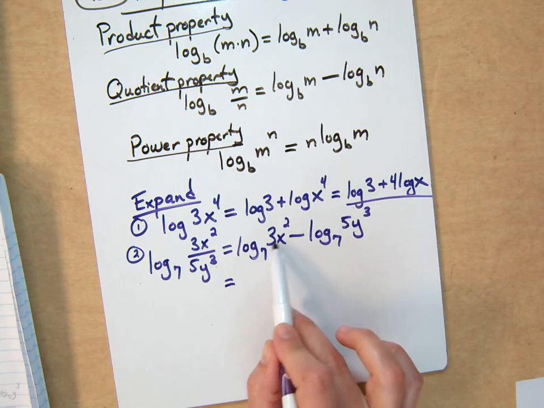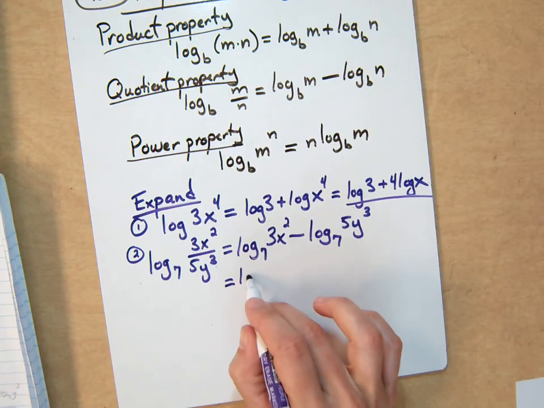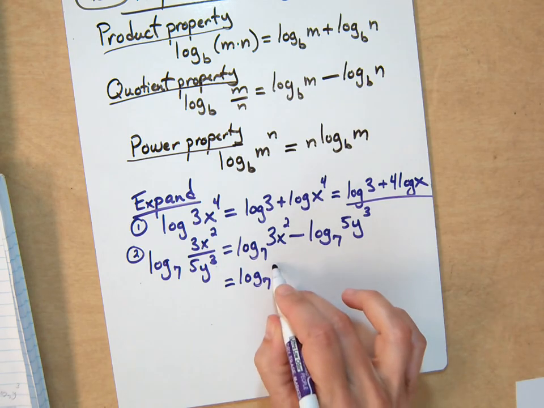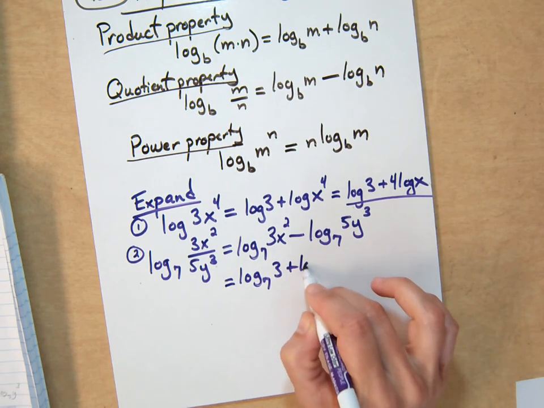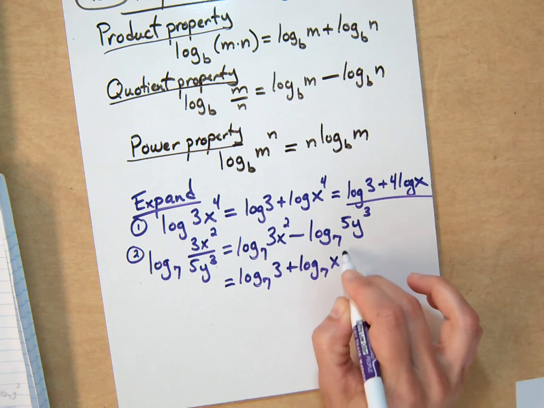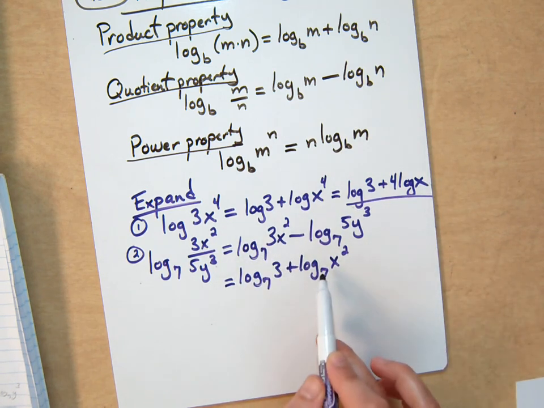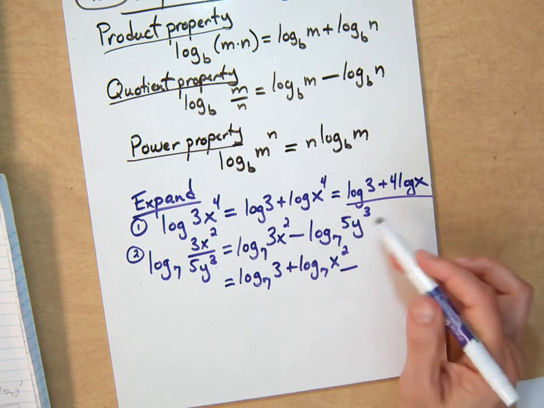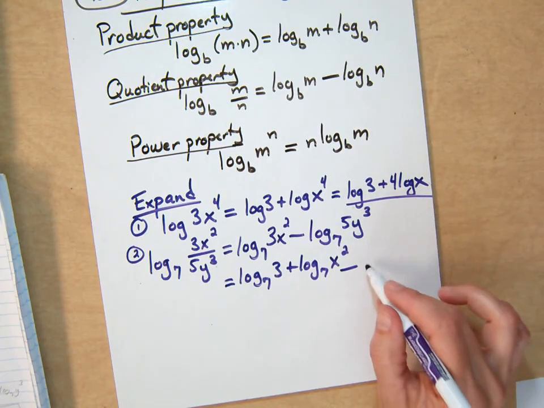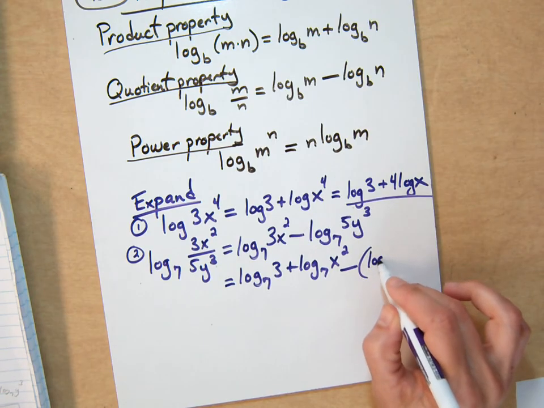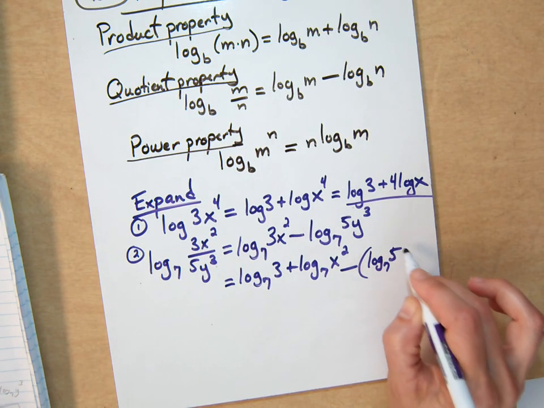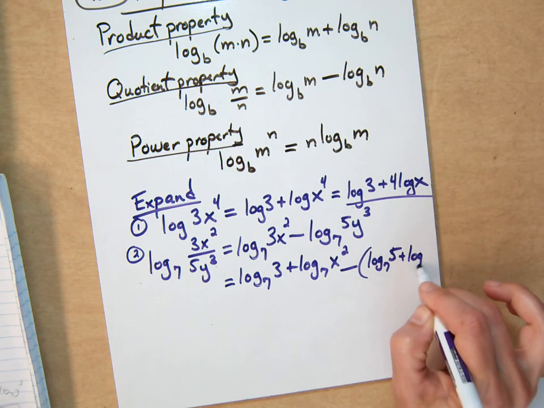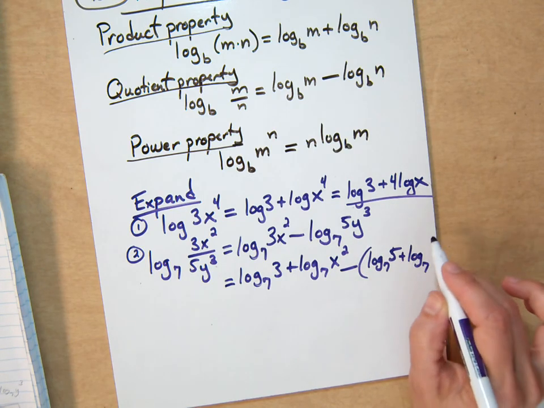Now this is still two things multiplied together, so this is log base 7 of 3 plus log base 7 of x squared. I just took this one expression and divided it up further. And this one with the minus, we also have to work with: log base 7 of 5 plus, because we're separating that out, log base 7 of y cubed.